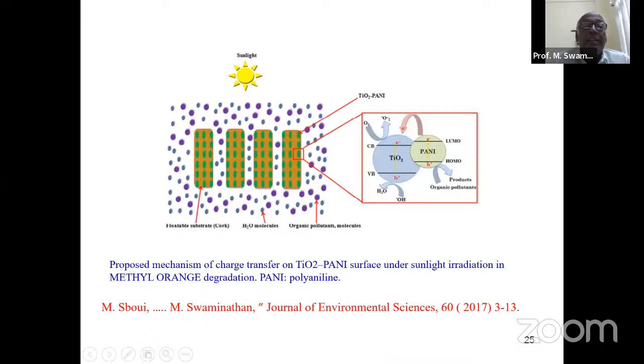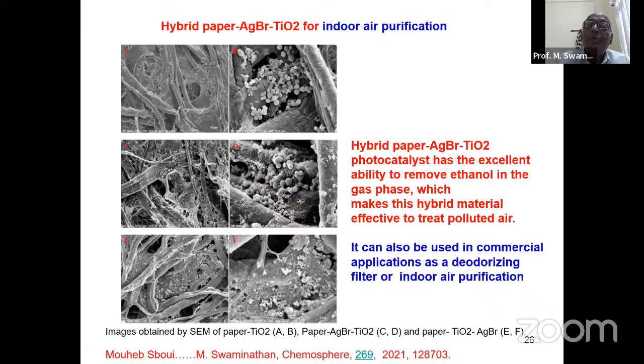Another one is we also prepared this silver bromide hybrid paper, silver bromide TiO2, and particularly it is very useful for indoor air purification. So this catalyst has an excellent ability to remove ethanol in the gas phase, which makes this hybrid material effective to treat polluted air. So it can also be used in commercial applications as a deodorizing filter or for indoor air purification.